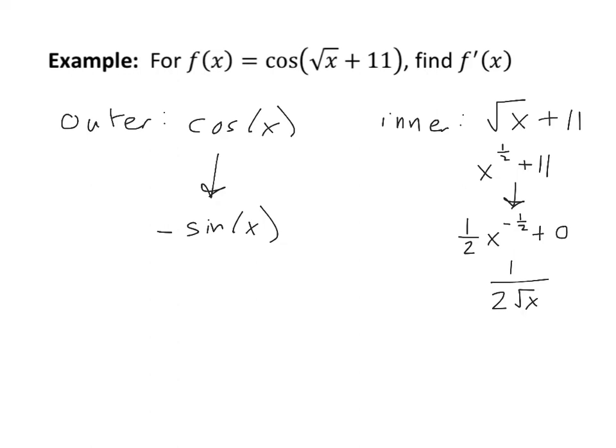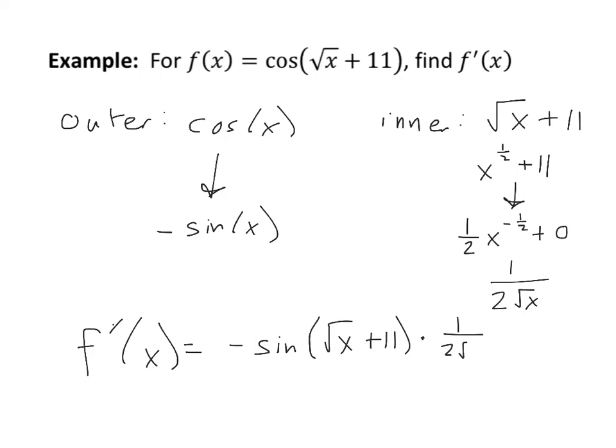But once you know the outer function and the inner function, and you know the derivative of the outer function and the derivative of the inner function, we can use the chain rule to put it all together. So the derivative of this thing would be the derivative of the outer function, negative sine of, leave the inner function alone, the square root of x plus 11, times the derivative of that inside piece that we ignored.